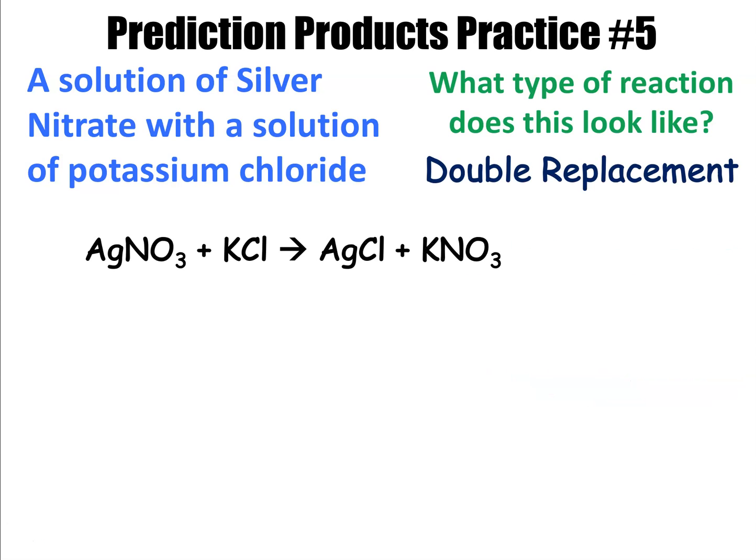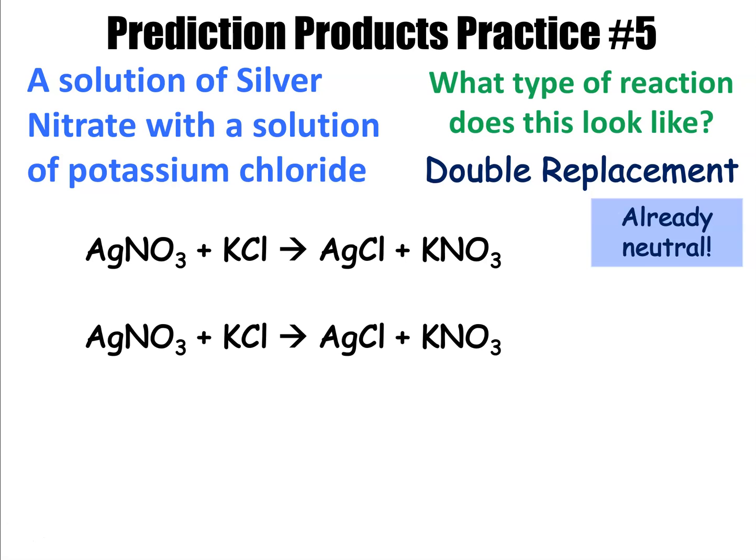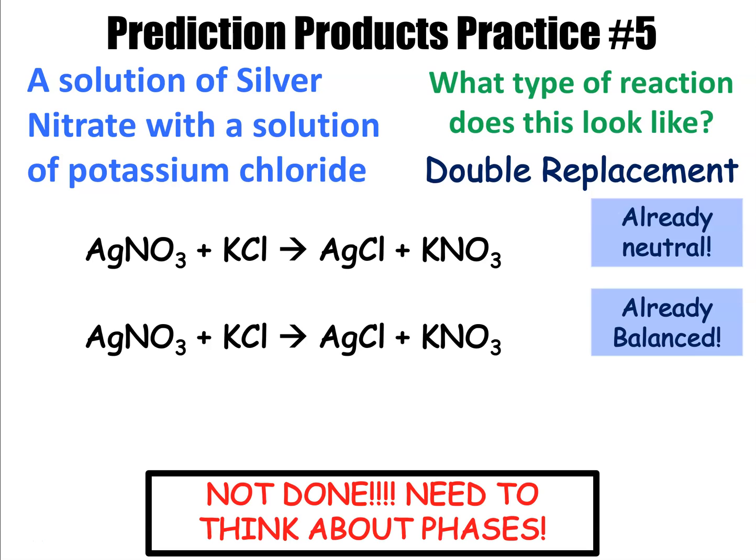If I write it out, silver nitrate plus potassium chloride, and do my double replacement, AX plus BY gives me AY plus BX. Everything's good. Everything's already balanced with my crisscrossing the charges. And then it's already balanced. No need for coefficients. They're all 1s. So it looks like I'm pretty good. Not done quite yet.